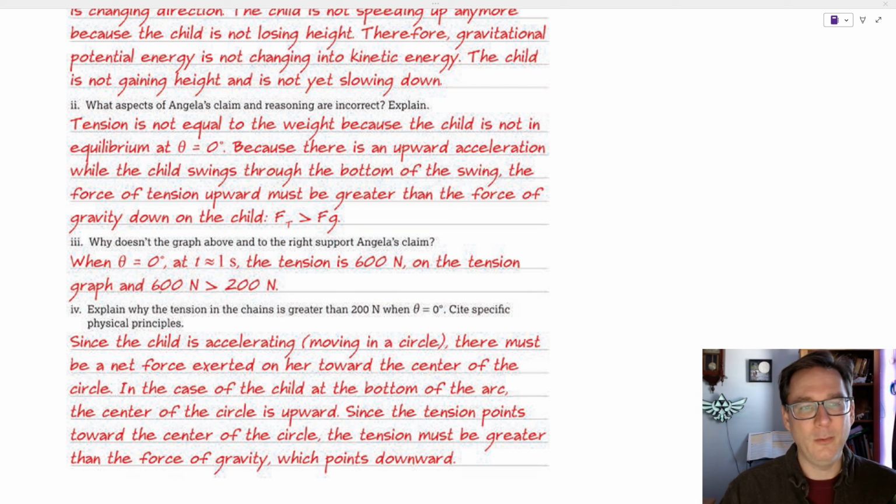Why doesn't it support it? Well, 600 is greater than 200. Okay, when you see something like this, come back and state that. State the obvious mathematical truths here, okay? Don't just leave it at that.